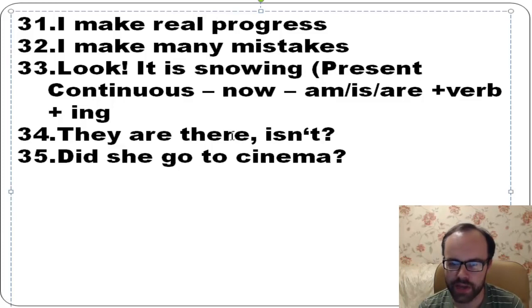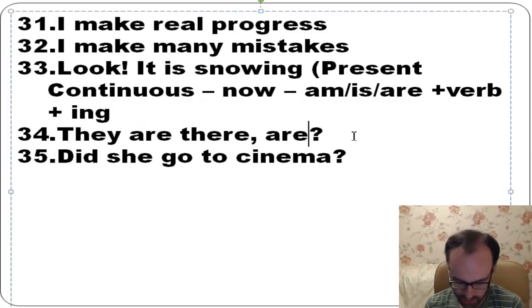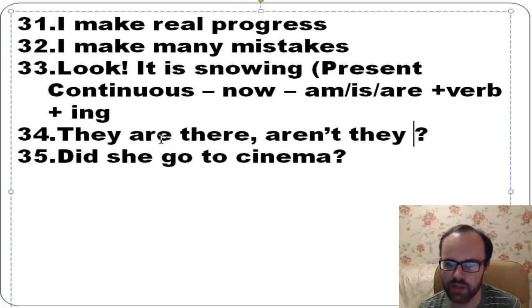Next, they are there, isn't it? No. If you have they are there, you look at this and you need to ask, aren't they? You need to make the negative form. They are there, aren't they?